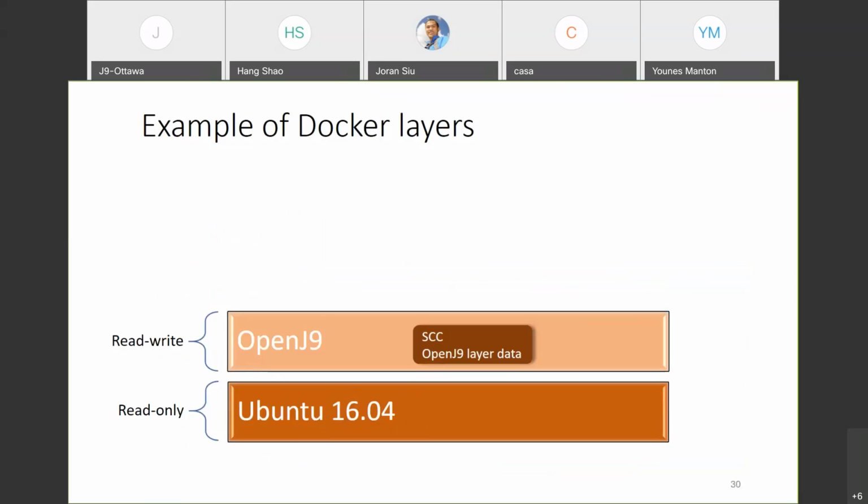When we include the shared class cache in the OpenJ9 Docker image, anything built on top of this OpenJ9 image can benefit from the shared class cache with better startup performance. So next slide.